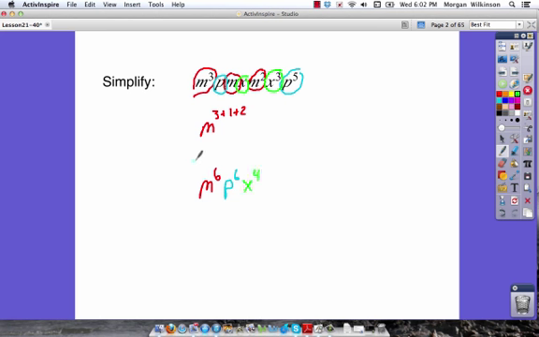If you like writing in colored pencils, you're more than welcome to on your homework or your assignments so that you can see the different parts of the problem. If you write in one color, that's fine as well. But we've got the same answer either way. M to the sixth, p to the sixth, x to the fourth. And that's our final answer. We can't simplify it anymore because our bases are all different.